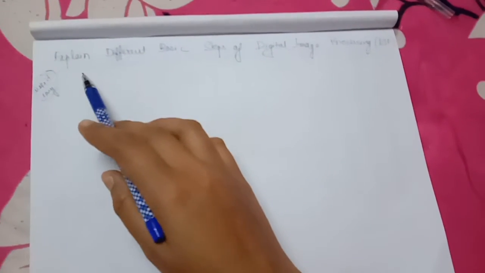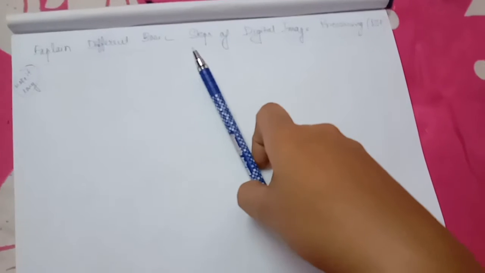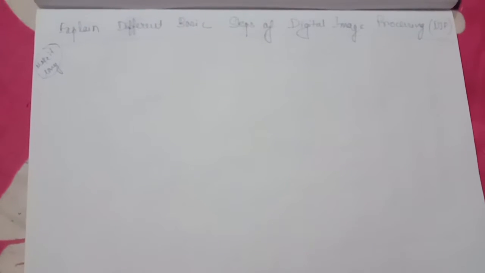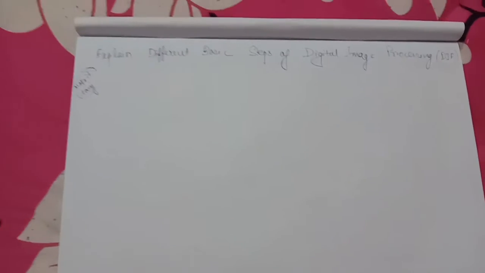Here we will learn about the explanation of different basic digital image processing steps, or explain the different basic steps of DIP, digital image processing. It's a complex type of design, but here I'll discuss an easy way to remember this. Okay, so without wasting further time, let's start.